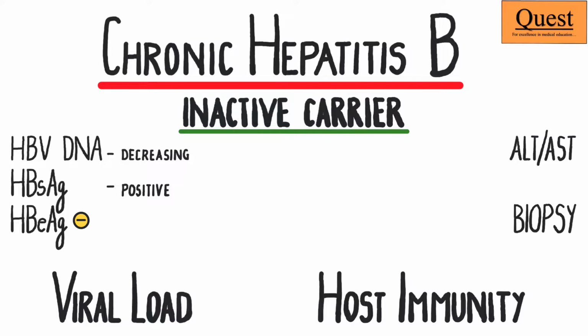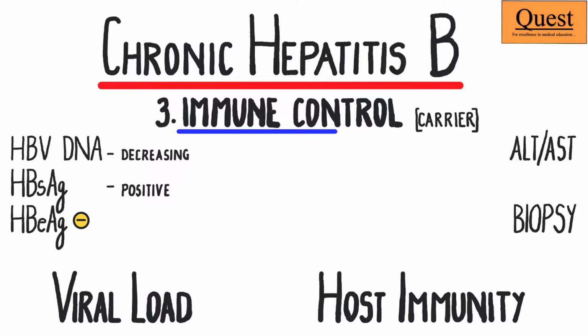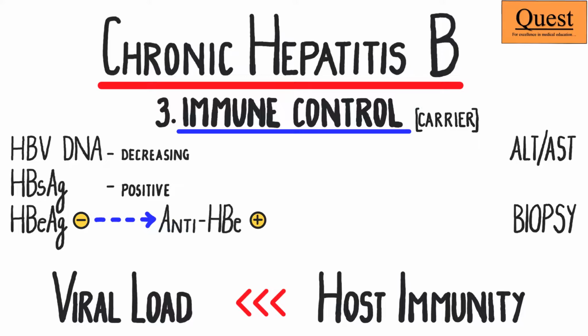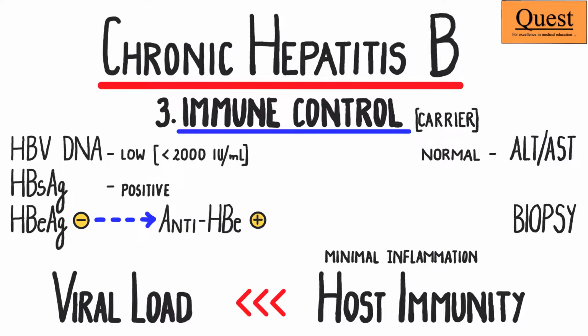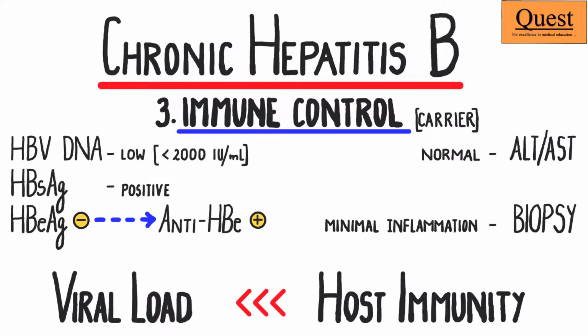Now, the third stage is known as the immune control phase or the inactive residual phase. At this phase, HBe antigen is going to be negative and eventually anti-HBe antibody is going to be positive. The body is able to control the replication of the virus, so HBV DNA titers are going to be falling to a level of less than 2000 international units per ml. The liver inflammation has settled, so the ALT levels are normal. And if I do a biopsy, there are no significant findings of necroinflammation at this stage. The body is now in full control and the immunity is doing well.